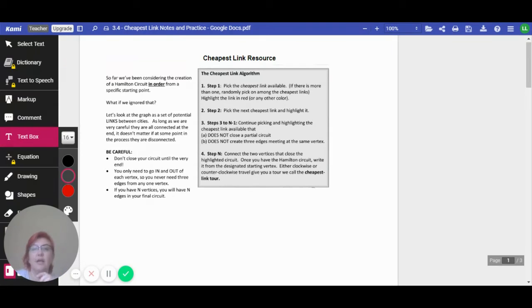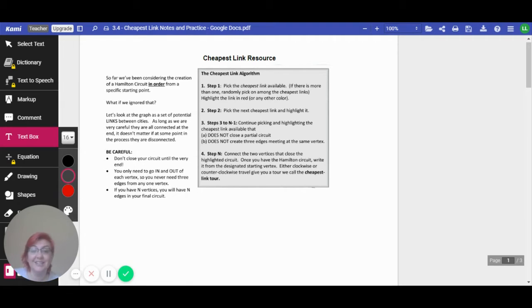Here's our process. The first thing we're going to do is look at all the links in the graph and find the cheapest one available. If there's more than one as cheapest, then randomly pick one. And we're going to highlight that link. You can use red or really any other color. Then pick the next cheapest link.